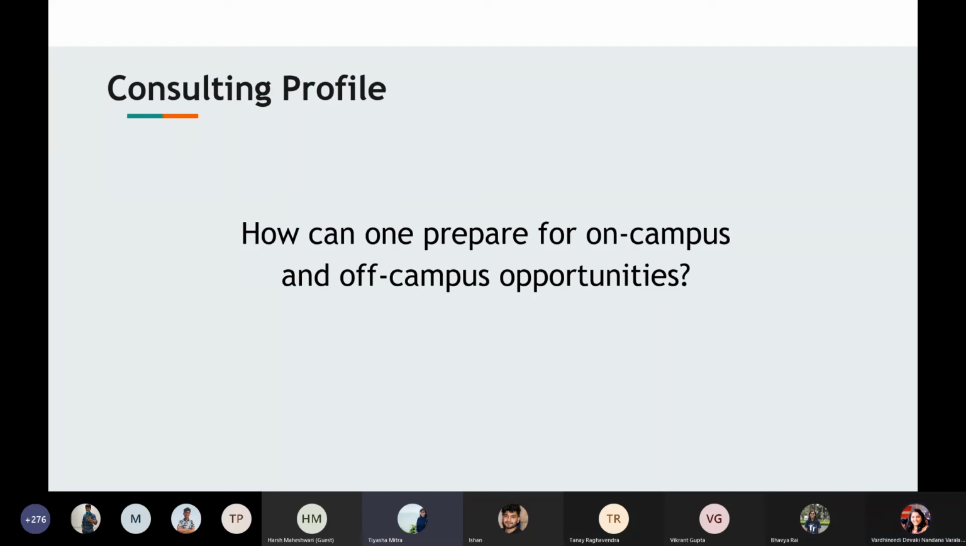Right. I'll tell you one thing. For consulting, the way you prepare is by doing essentially two things. The first thing you do is know your CV very well. You need to know essentially what you are doing.